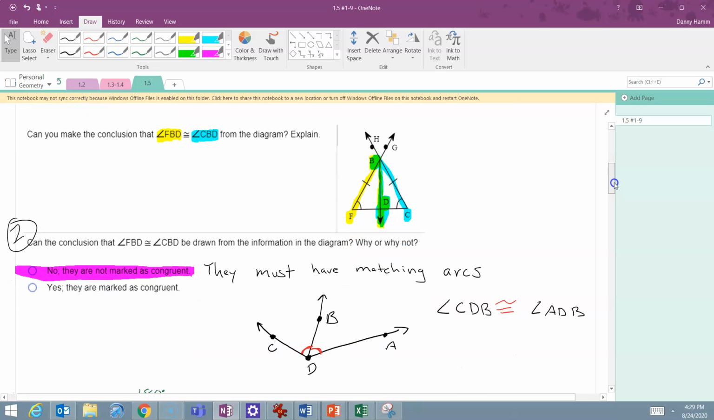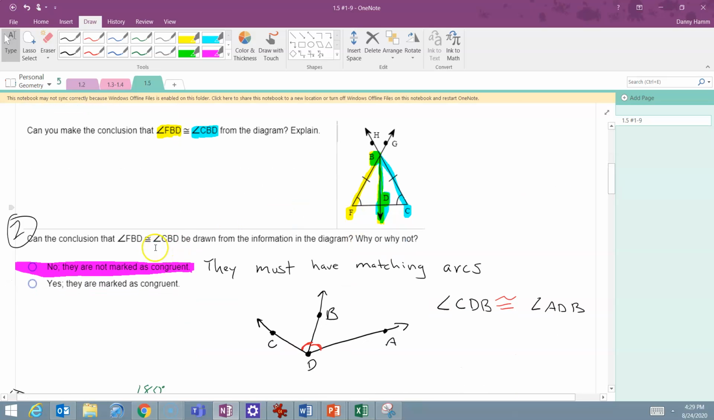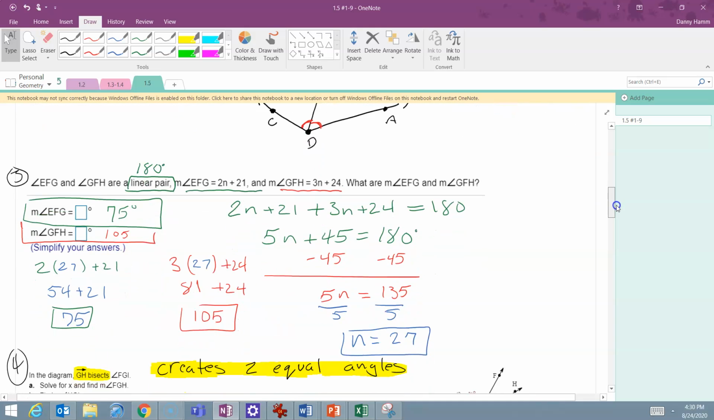And number 2, we're looking for evidence that these two angles are congruent to each other. We see that they're highlighted here, but we also see that nothing is showing here. We need things like arcs to be here to let us know that these are congruent to each other. So we either have to be told the angles are congruent, or they should have those symbols there. So that's why these are not.